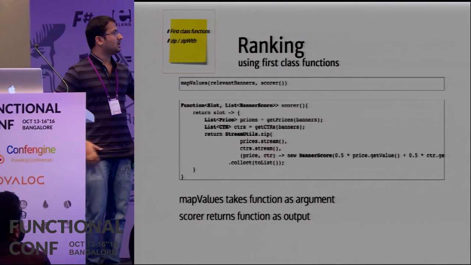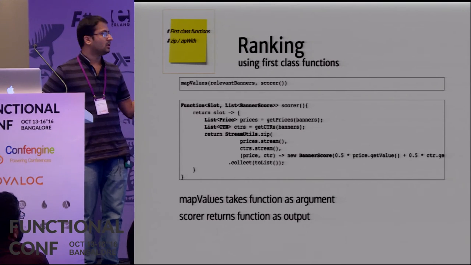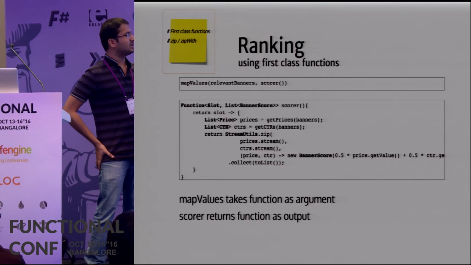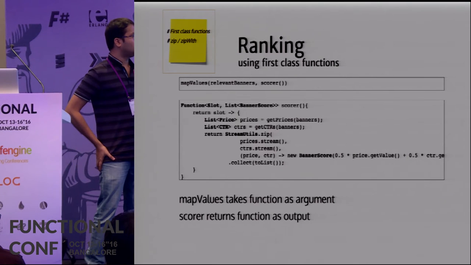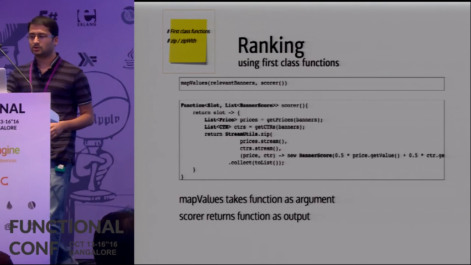The map values here is an example of a higher order function which takes another function as input. The scorer function here is a first class function. It's only a coincidence that this function is being returned as the output of another method. You might as well assign it to a variable, which is actually what a first class function is.